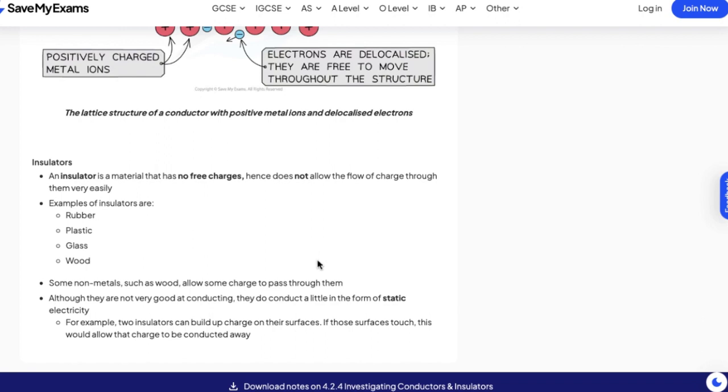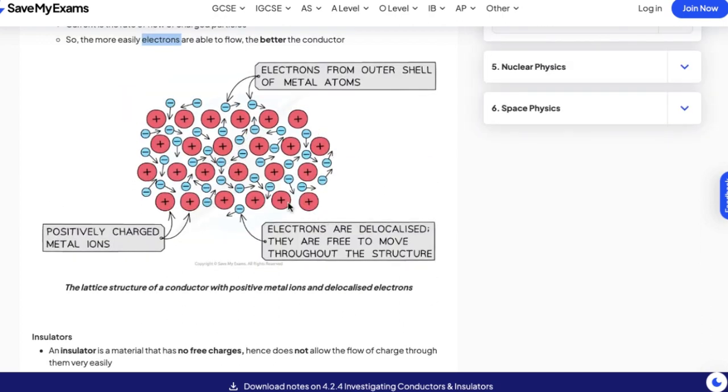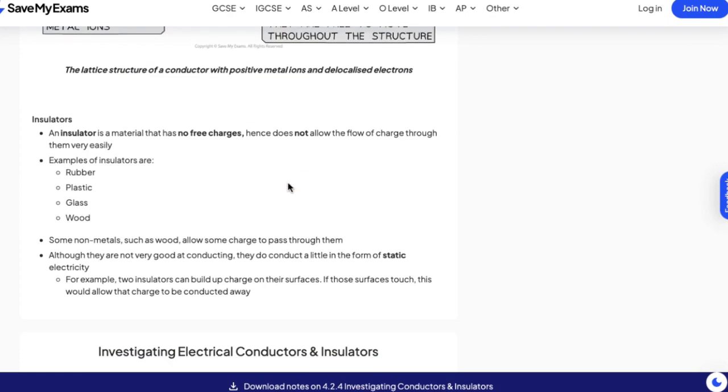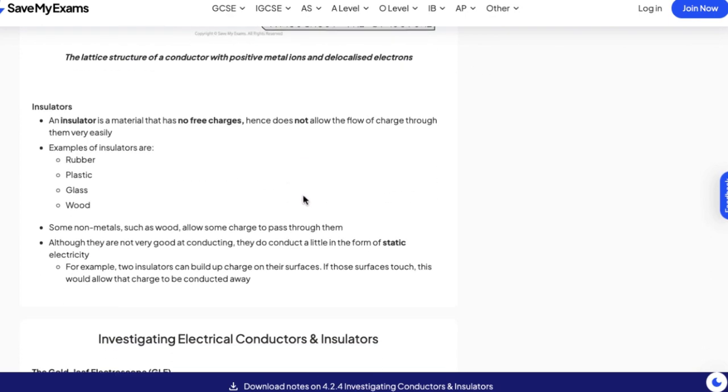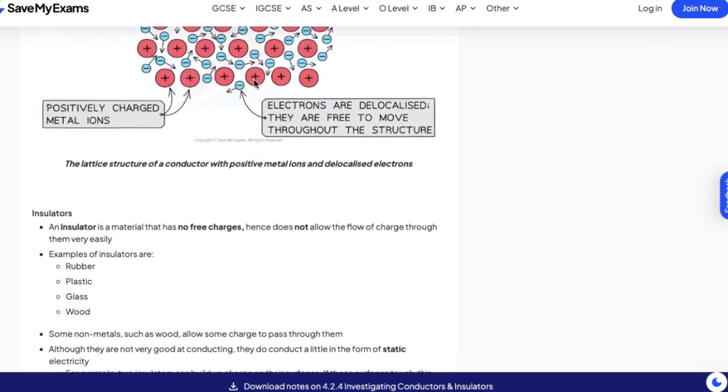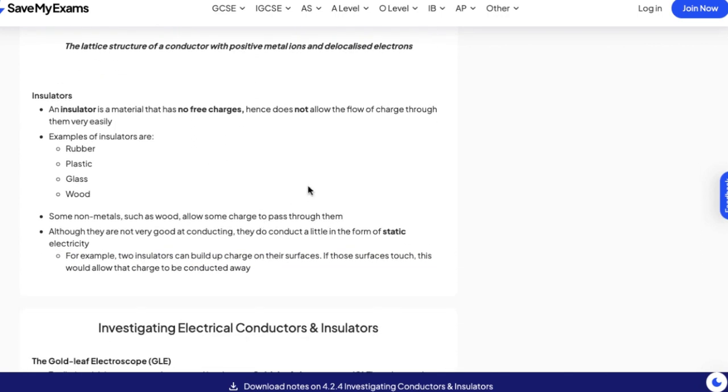An insulator is a material that has no free electrons. They don't have free electrons that are free to move about, or localized electrons or free mobile electrons that can move slightly over each other. They don't have free charges. Insulators are materials with no free charges, hence they do not allow the flow of charge through them very easily.